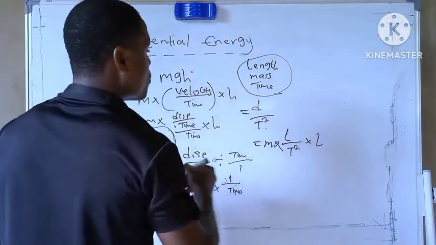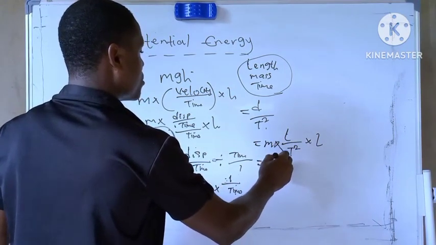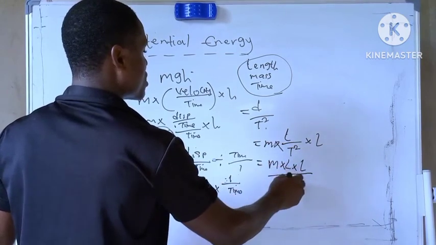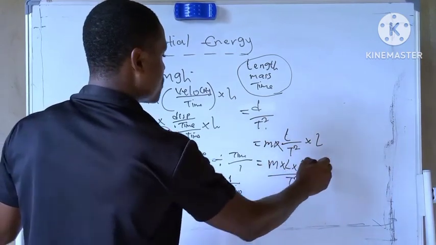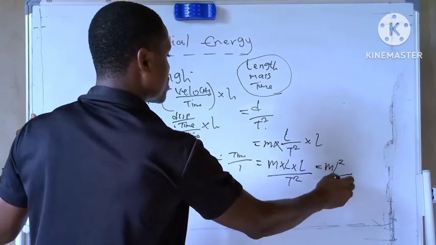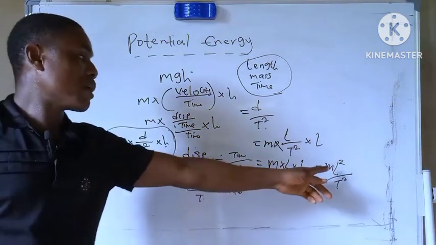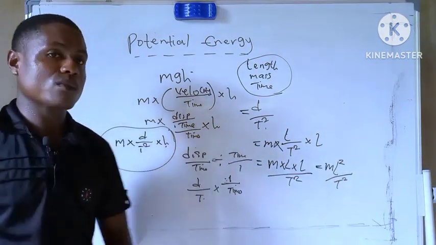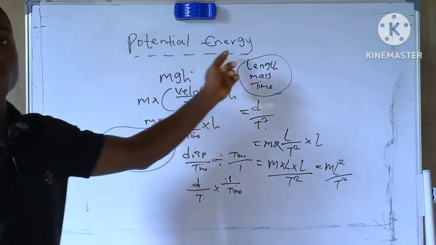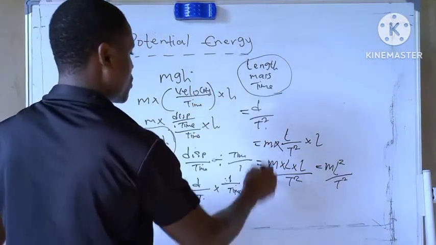Okay, so we have, let's multiply m multiplied by L multiplied by L, all over T square. So we have mL square all over T square. Are you getting it now? So we have mL square all over T square. So from this formula, we can write down the dimension of potential energy. So these are the approved quantities, right?